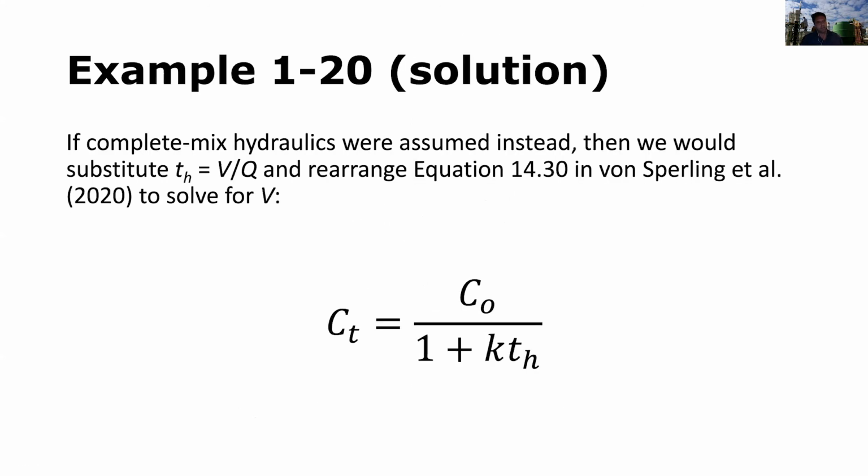Now part 2, let's assume now that complete mix hydraulics is true for this reactor. So using the equation that can be found in von Sperling et al. 2020, again, we can rearrange to solve for volume after substituting in for the mean hydraulic retention time, t sub H equals volume divided by flow rate. So this equation here is for a complete mix reactor. We have C sub t equal to C naught divided by 1 plus K times t sub H, the hydraulic retention time.